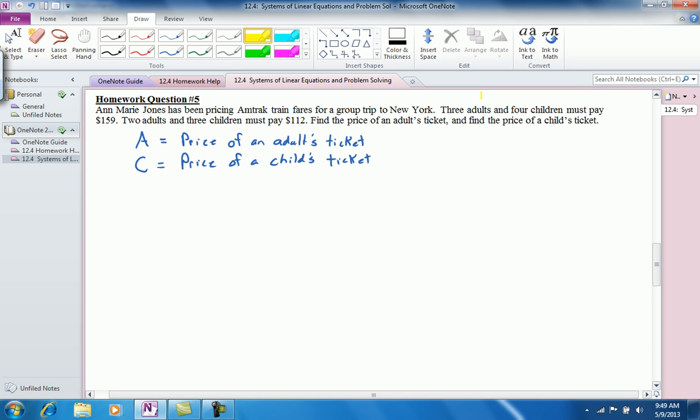And the first equation is going to come from the second sentence, which states that 3 adults and 4 children must pay $159. So that means that 3A, 3 adults, plus 4 children, so 4C, must pay $159. So their total price would be $159.